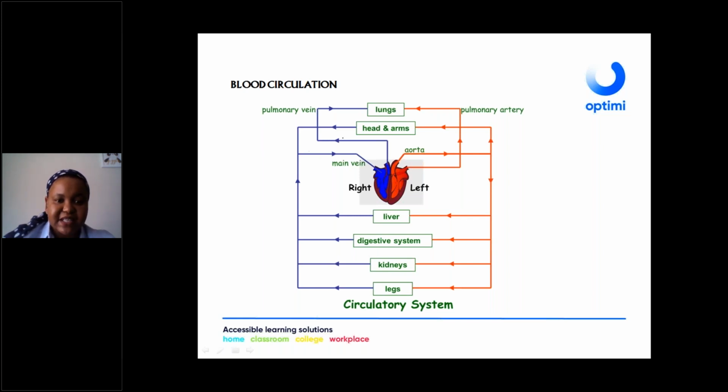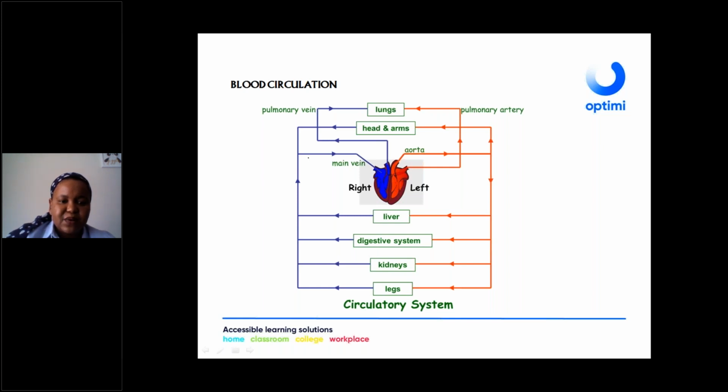The heads and the arms are not the only source of deoxygenated, or carbon dioxide rich, blood. Deoxygenated blood can also come from the liver as a result of reactions taking place there. It can come from the digestive system as a product of things that are happening there. It can come from the kidneys, from the legs. Remember, during cellular respiration, energy is broken down and carbon dioxide is a byproduct. So that carbon dioxide flows back into the blood. So then that deoxygenated blood will also travel.